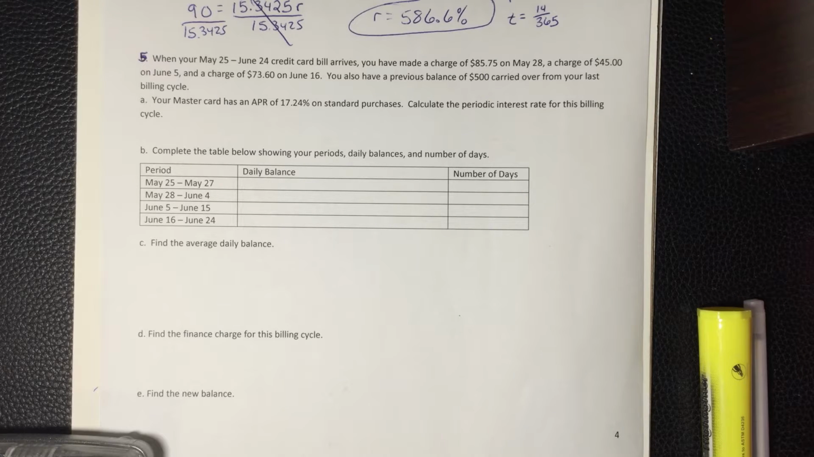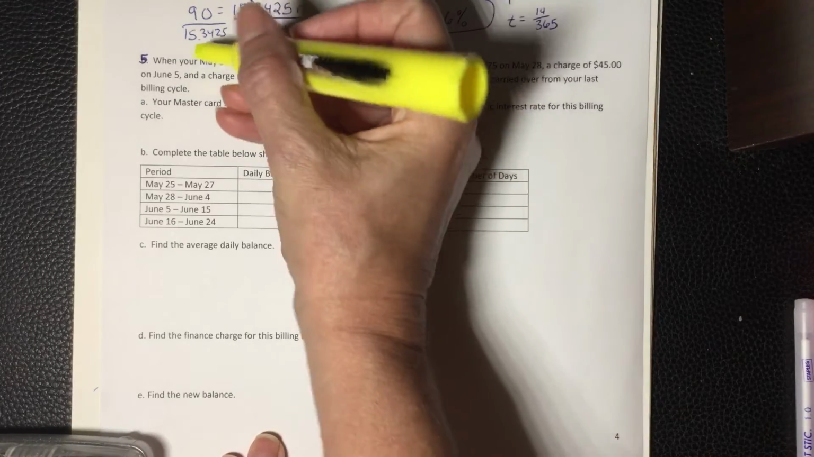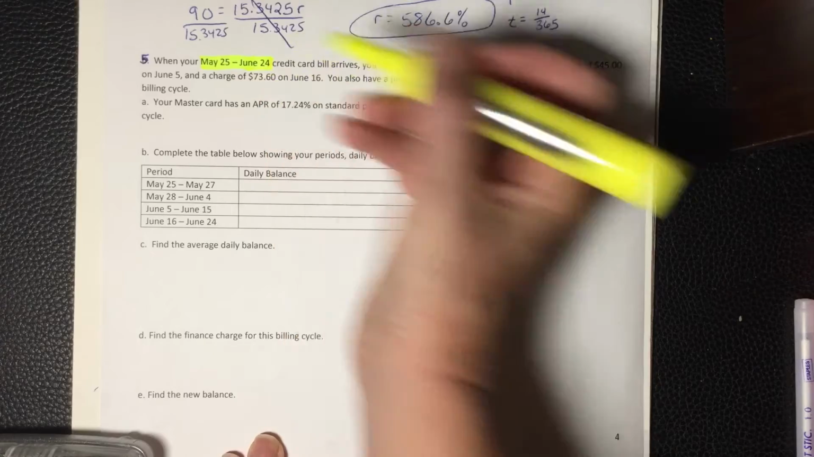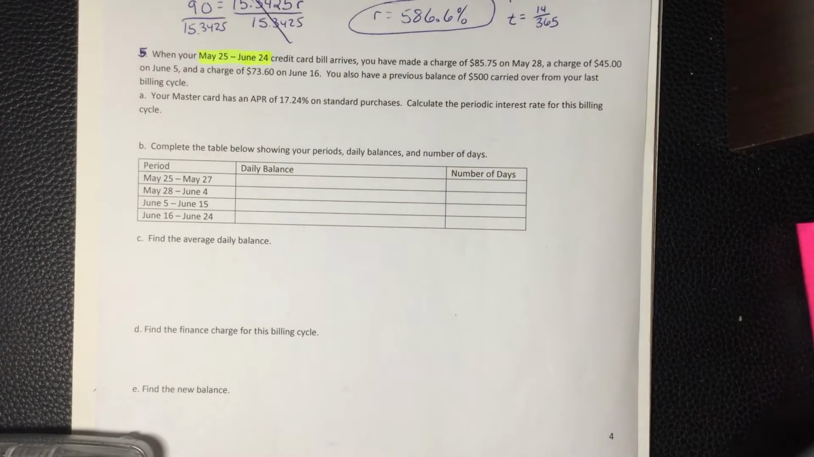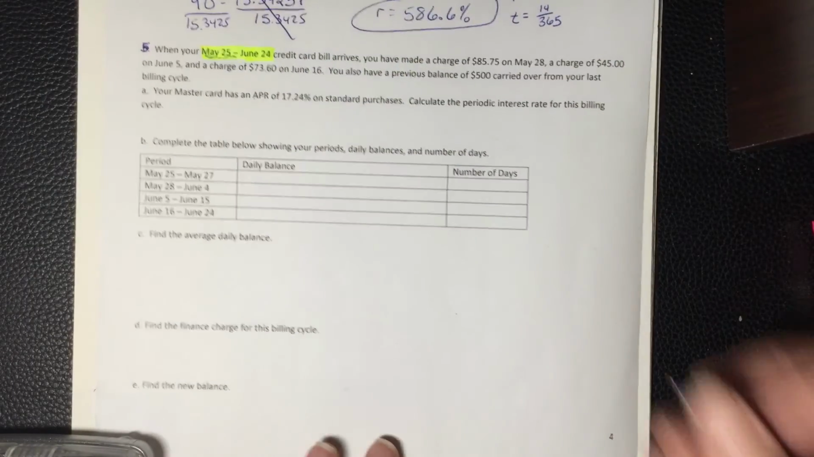All right, we are on the last problem in the annuity section. So we're going to look at a credit card statement, and this one is a little bit different. For this example, we have a credit card statement that goes from May 25th to June 24th. Your billing cycle will change depending on the month, and you use the first month to let you know how many days are going to be in that billing cycle.